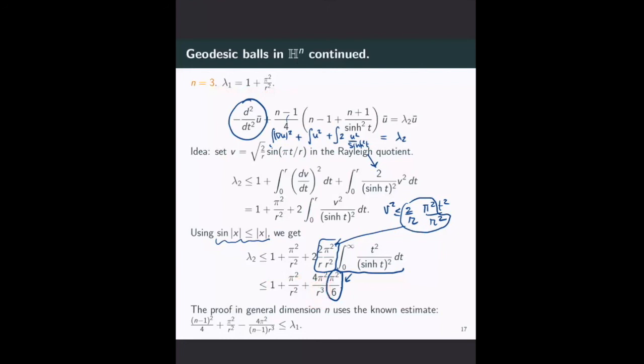In general dimension, we don't have this lambda 1 equals 1 plus pi squared over r squared, but somebody else has proved this. And it's very nice because this will erase this term, and what is left is stuff in r cube. So for a ball, it is cubic, 1 over r cube.